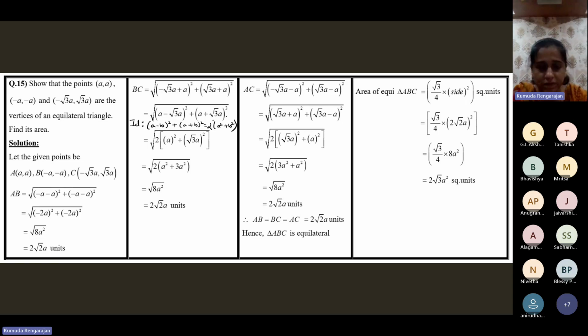And what you should be careful about is root 3. 3 is under the square root. A is not under the square root. Only 3 is under the square root. So when you square it, root 3 into root 3 is 3. A into A is A squared. Yeah, you should ask me if you have any doubts.